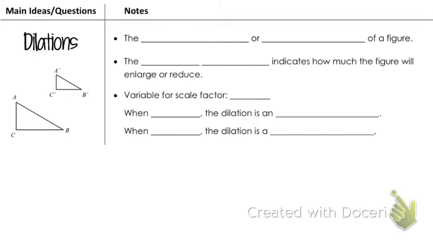So dilation is the enlargement or reduction of a figure. Enlargement is making it bigger. Reduction is making it smaller. Now we have this thing called the scale factor. It indicates how much the figure will enlarge or reduce.